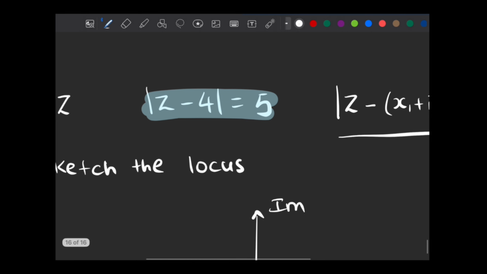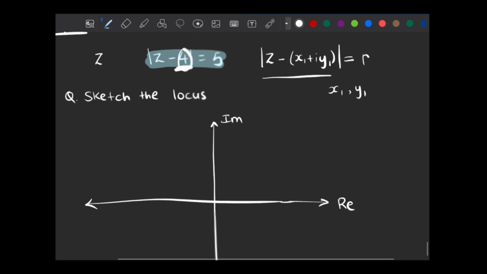So let's first plot this point on our Argand diagram. It's just 4. It has no imaginary component. 4 is just a real number, so we're just going to go 4 units along the real axis. So this is the center of our circle. It has coordinates 4, 0, or as a complex number it's just 4 plus 0i, which is just 4.